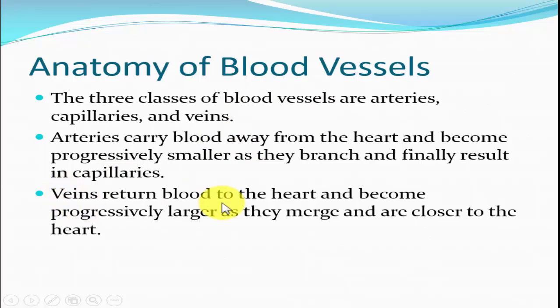Veins return blood to the heart and become progressively larger as they merge closer to the heart. So the veins are going to run really small down in your lower extremity or in your fingers and arms, but once they get back to the heart, the veins are actually much larger.